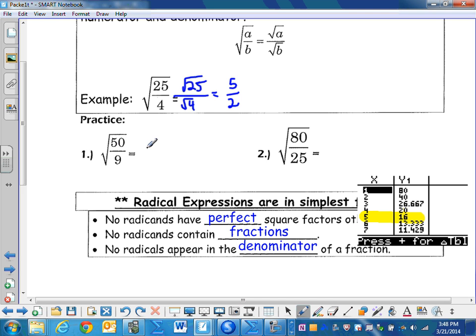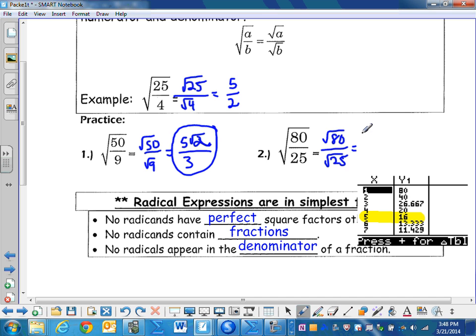The square root of 50 over 9 is equal to the square root of 50 over the square root of 9. To simplify, the square root of 50 is 5 square roots of 2. The square root of 9 is 3. And the square root of 80 over 25. Well, the square root of 80 over the square root of 25. Factors of 80 include 5 and 16. So the square root of 80 can be simplified as 4 square roots of 5. And the square root of 25 is 5.